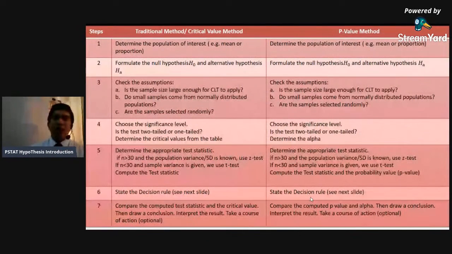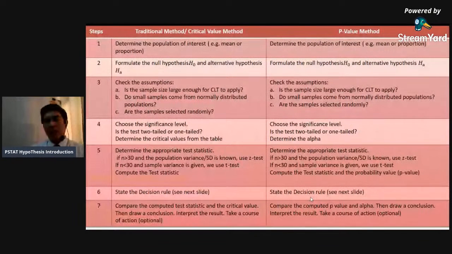Number four, choose the significance level. In p-value, there is also a significance level. Is the test two-tailed or one-tailed? Then the third condition, determine the critical value from the table. This critical value is only applicable for the traditional or critical value method, because in the p-value method, you are going to determine the alpha, the significance level.